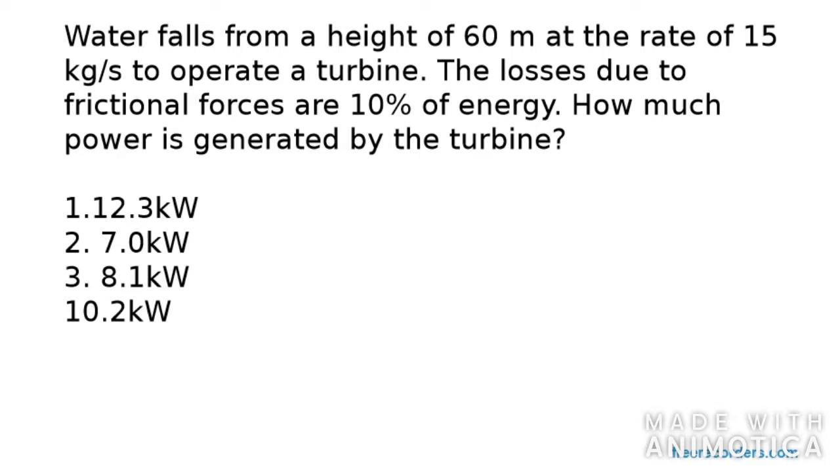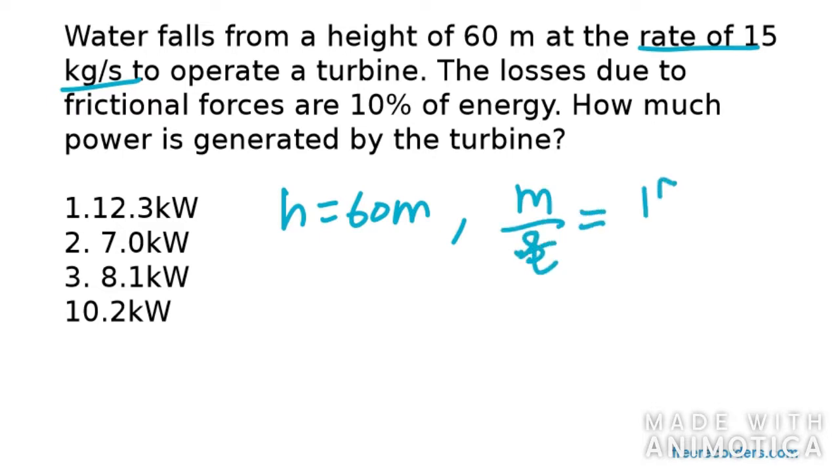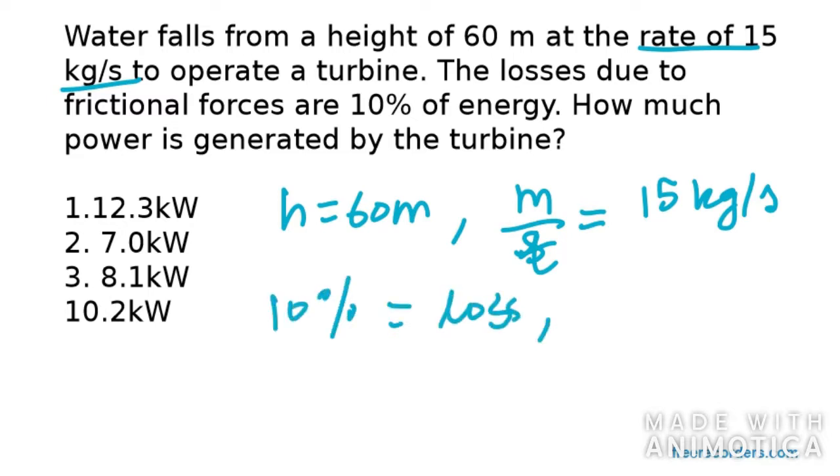So in this case, first of all, height is given to us. h is 60 meter, and you can see the rate of 15 kg per second. That means in 1 second it operates for 15 kg. That means mass over time, it will be 15 kg per second. Now losses are 10%, that means 90% is used. How much power is generated by the turbine?